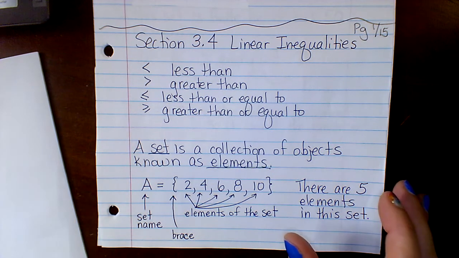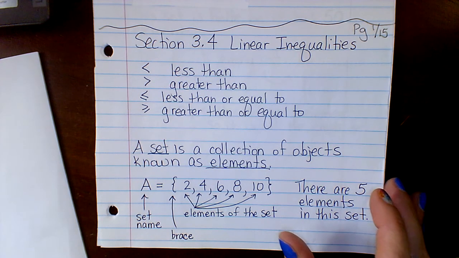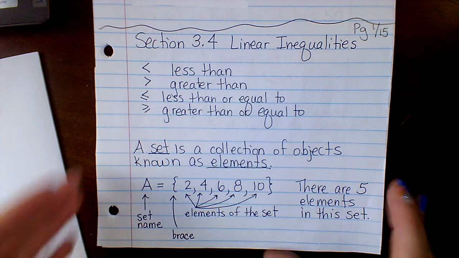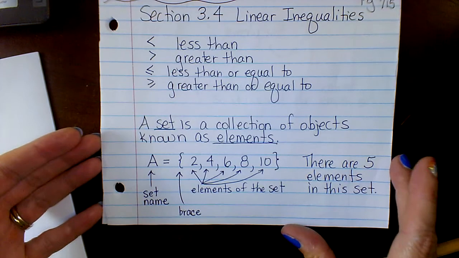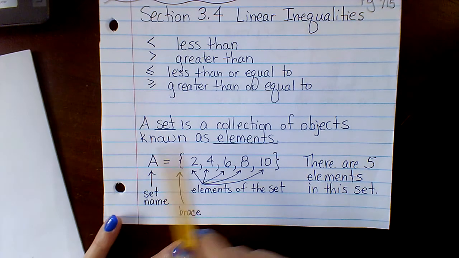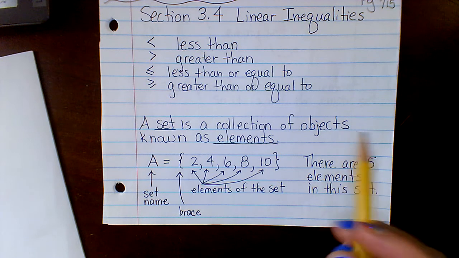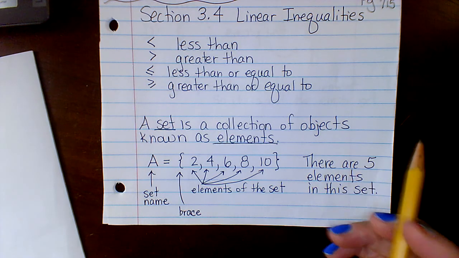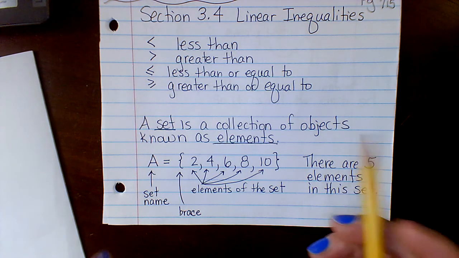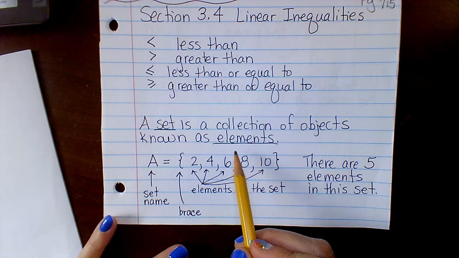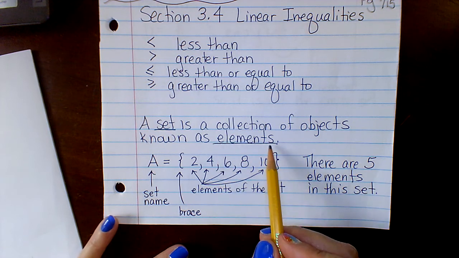Okay, so we need to get some terminology out of the way before we get into the inequalities. A set is just a collection of objects. It can be numbers, symbols, people, animals, letters, whatever. The things in the set, these objects, are called elements.